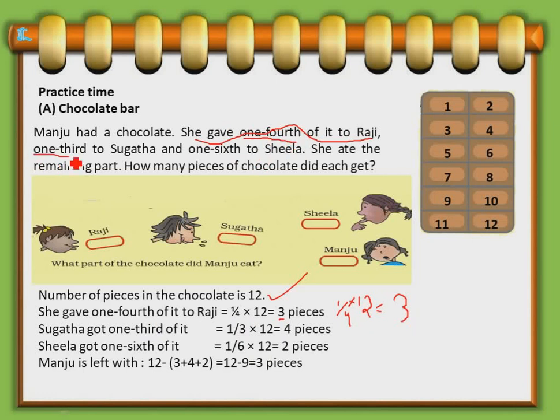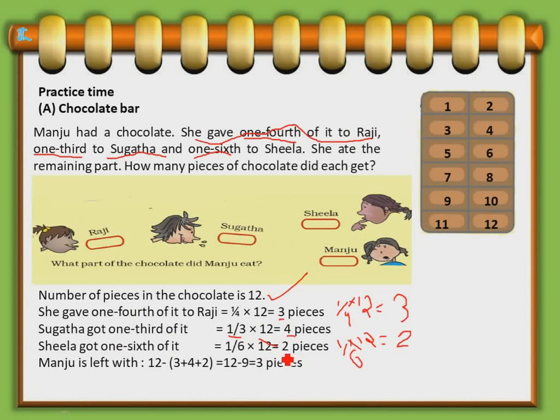Now next, 1/3 to Sugada. To Sugada, how many parts did he get? 1/3. So 1/3 of 12 is equal to 4 pieces. Since 3 fours are 12, that is 4 pieces. Next Sheila. Sheila got how much? 1/6. So how will you do it? 1/6 of the total number of pieces, that is 12. So that is equal to 12/6, that is equal to 2. So Sheila got how many pieces? 2 pieces.